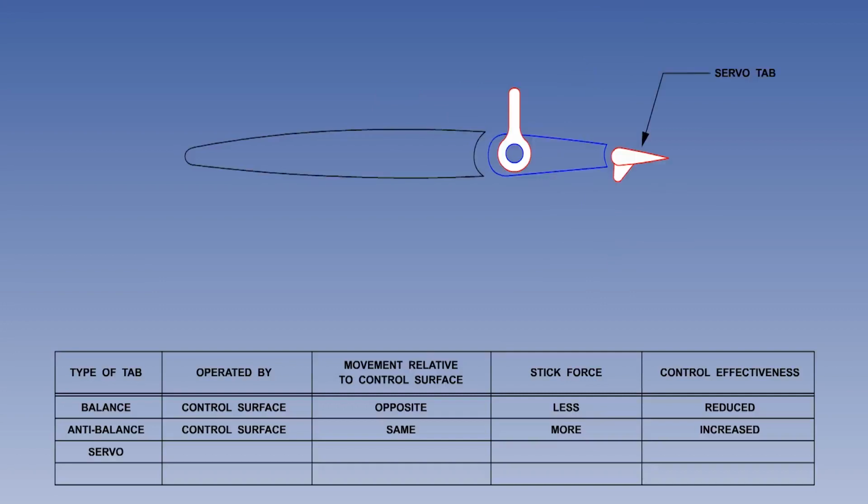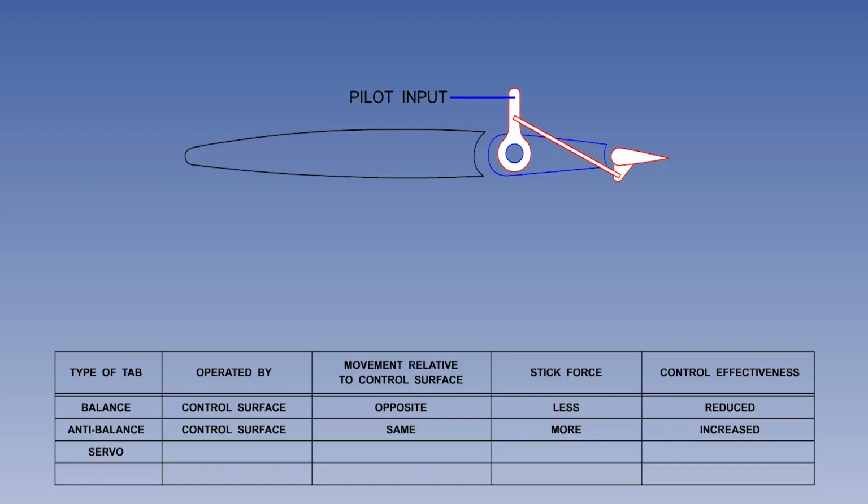The third type of tab we will consider is the servo tab. The servo tab is very different from the preceding two tabs. The horn is merely pivoted on the control surface and is free to rotate. The pilot input directly moves the horn.